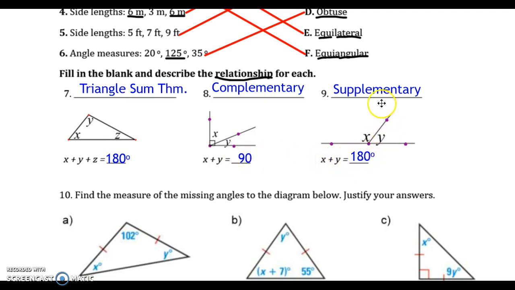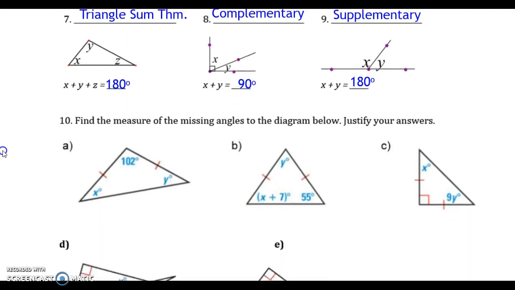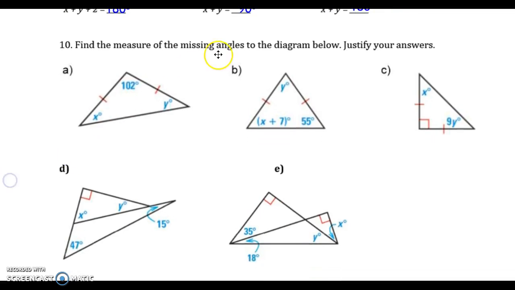X plus y equals 180 here because these are supplementary angles, also known as linear pairs when there's 2 of them. The angle x plus the angle y is equal to 180 degrees. And just like that, there's my degree measure. Perfect. Moving right along to number 10, it's asking you to find the measures of the missing angles to the diagram below. Justify your answers.